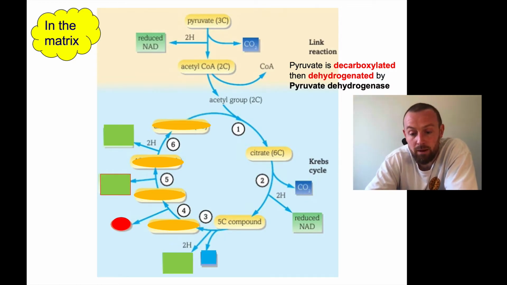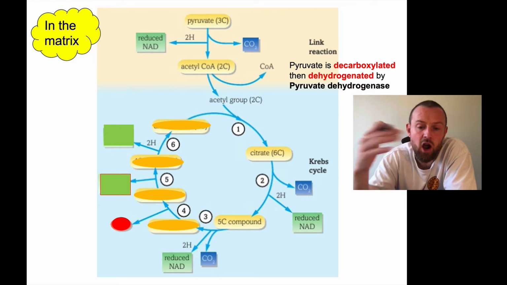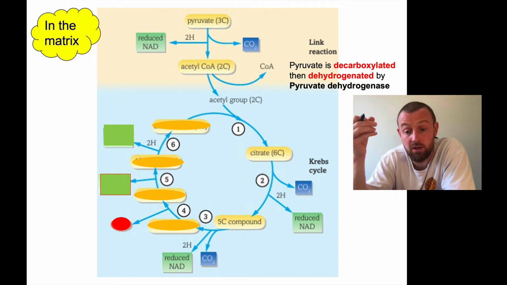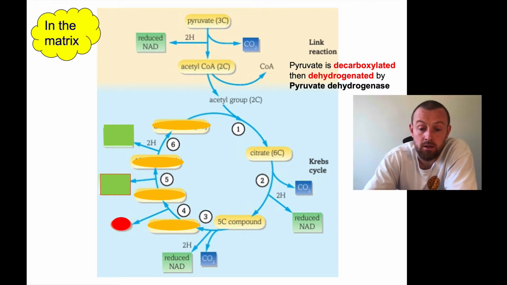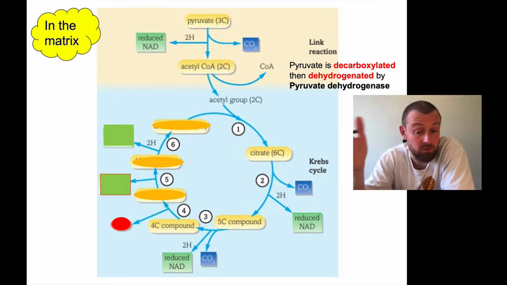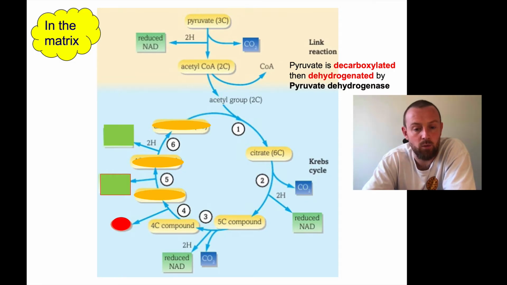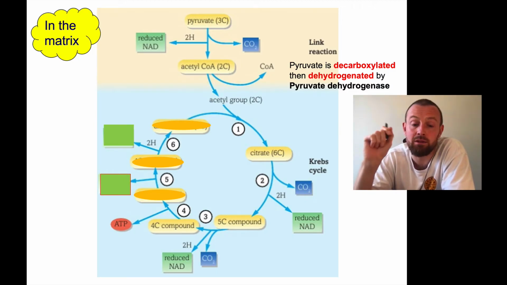So the 5-carbon compound loses a CO2. So we're going to go down to 4, aren't we? And again, it's got hydrogens there, and those hydrogens can be soaked up by NAD, forming reduced NAD. So now we have a 4-carbon compound because we lost the CO2. With that 4-carbon compound, at this point, we can get some energy out of it by producing some ATP. And at this point, step 4, that is substrate level phosphorylation again.